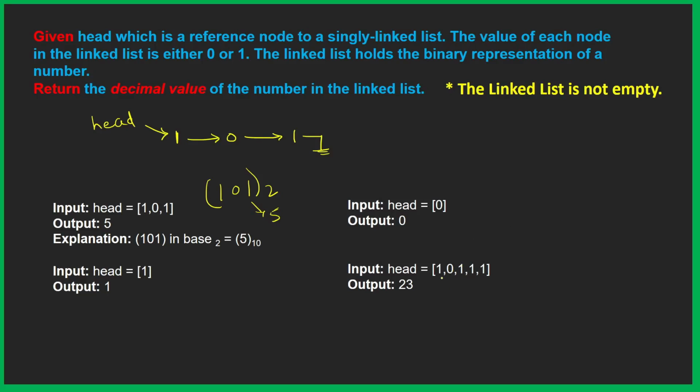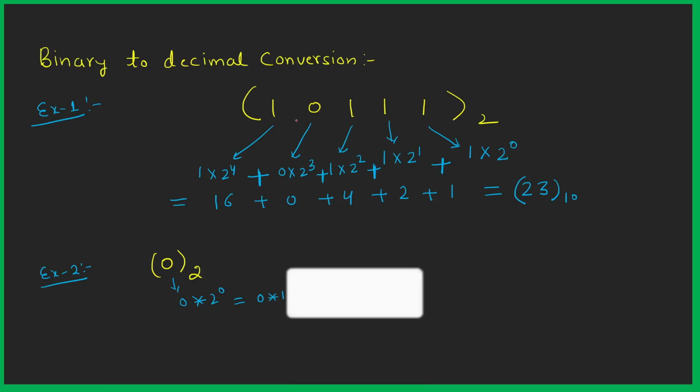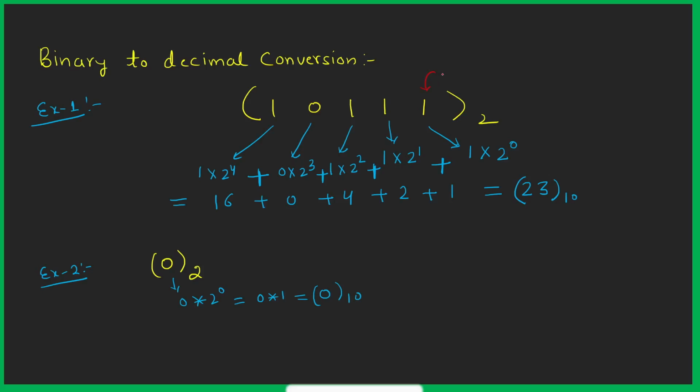So here, first we should recall how to convert a binary number into a decimal number. For example, we are given this number 10111 in base 2. We know that in binary each digit has some weight associated with it. So with this bit the weight 1 is associated, with this 2, with this 4, then 8 and then 16. That means the weights are increasing, and they are increasing in multiples of 2.